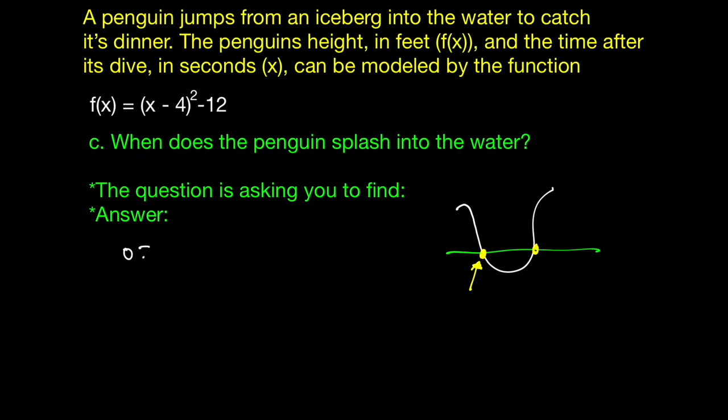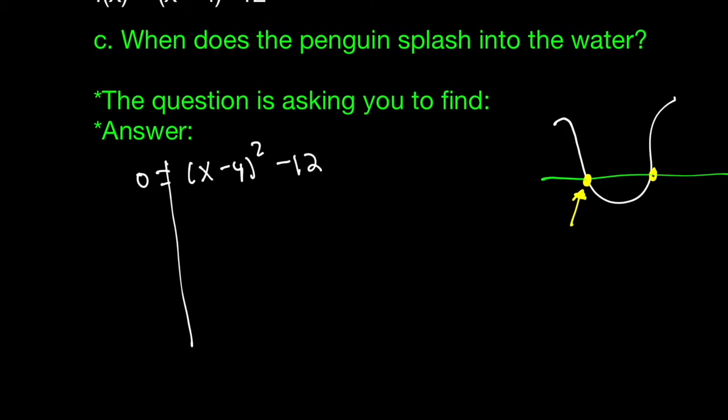So setting f of x equal to 0, we have the equation 0 equals x minus 4 squared minus 12. To solve this equation, I'm first going to get rid of the constant. So to get rid of negative 12, I'm going to add 12 on both sides.